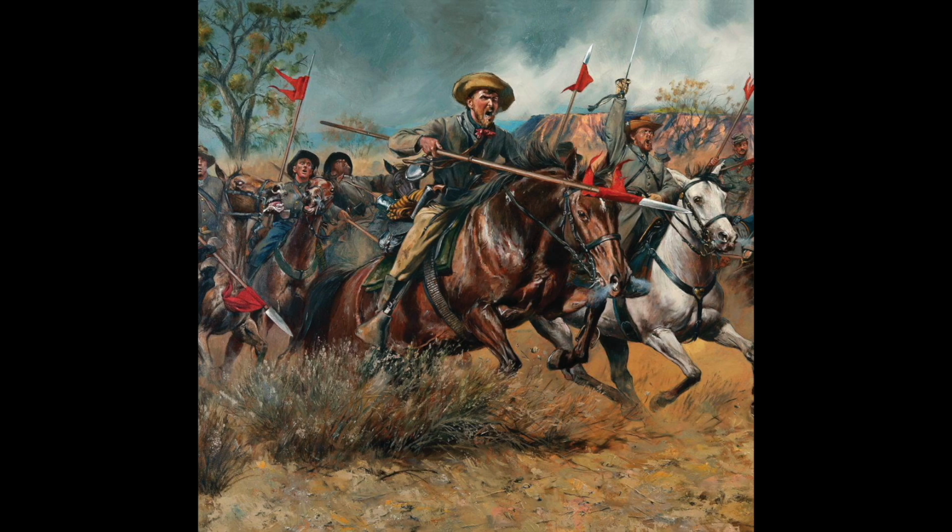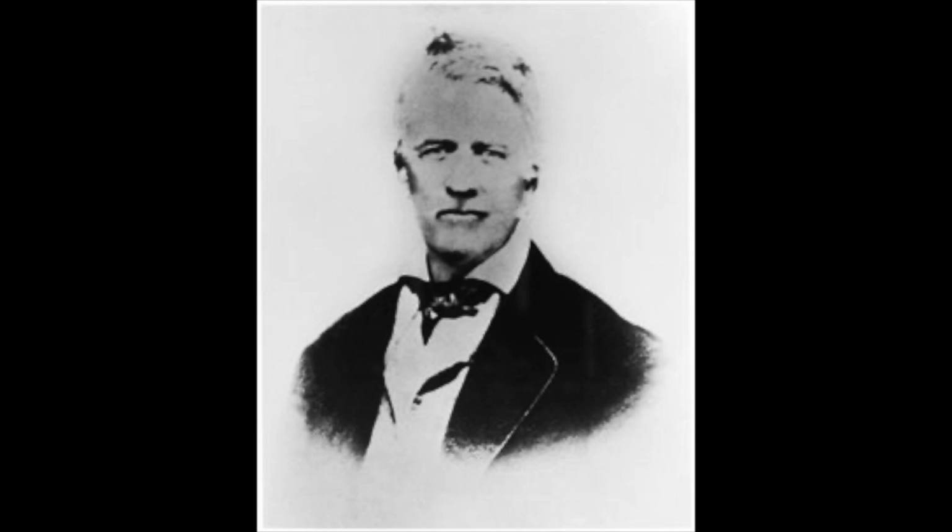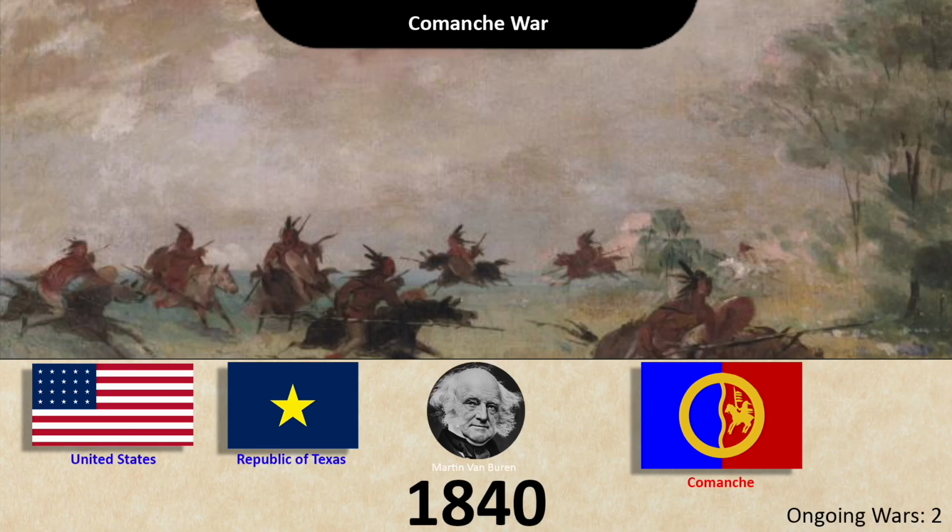Now, two months after that Comanche army was defeated, Colonel John Moore would lead a force into Comanche territory and attack a village on the Red Fork, and they would kill around 200 people and take 50 prisoners. And that would be the end of the Comanche War.